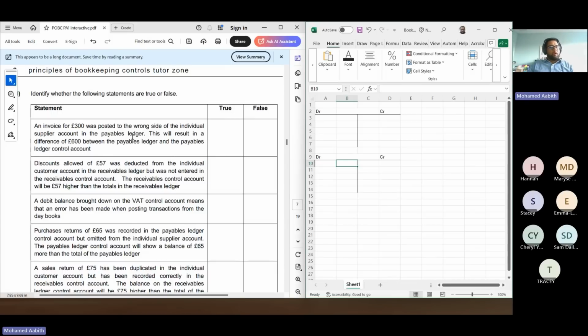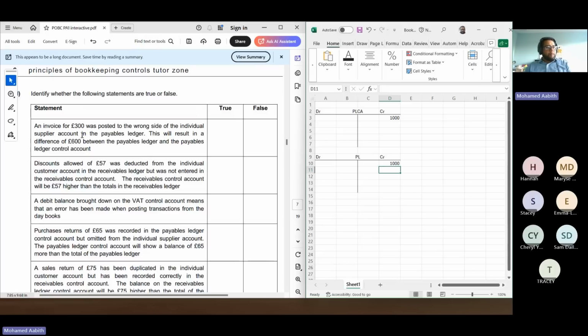So they're saying here £300 was posted to the wrong side of the individual supplier account in the payable ledger. So if I'm going to look at that here, this is your PLCA, and this is the payable ledger account. Okay, so this is maybe a collection of it. Payable ledger control account normally starts with a £1,000 balance. I'm just going to give a hypothetical number. It can be 10,000, it can be a million, it can be even 100. Since they use 300, more likely if I use 1,000, it will not skew too much. So now, 1,000 balance on both sides.